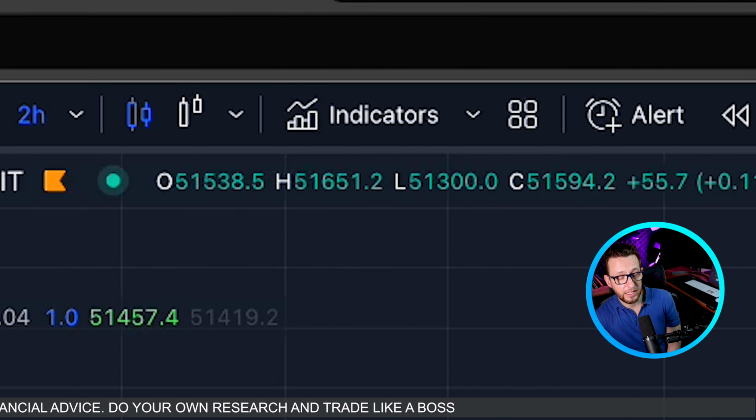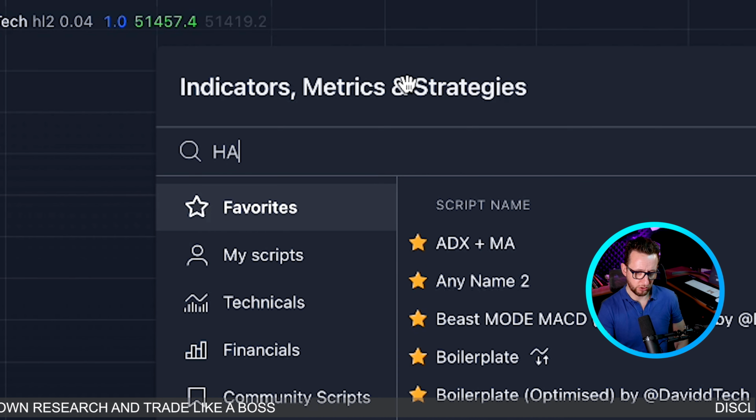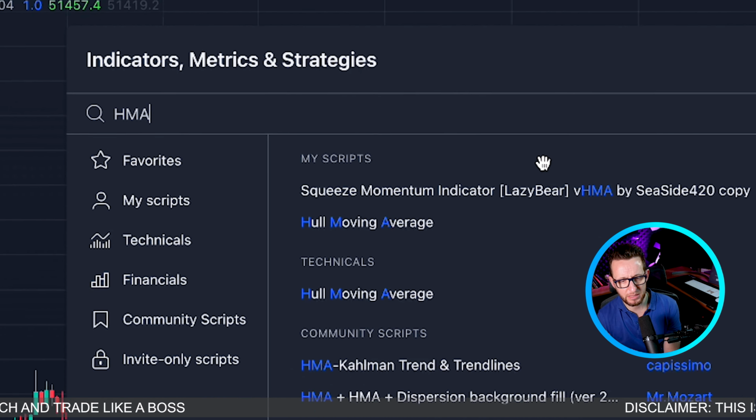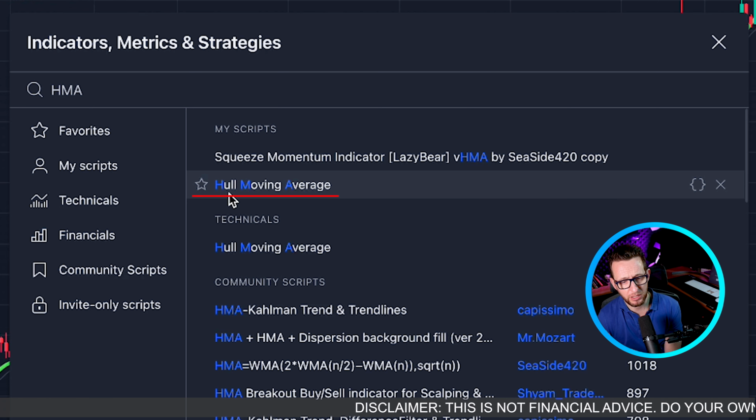Okay, the second indicator which we're going to be adding is the HMA. Now, I don't normally add 2 trends, but this one seems to give us just a little bit better entries and smooths out our equity curve just a little bit. So we're going to be adding the HMA, which is the Hull Moving Average.